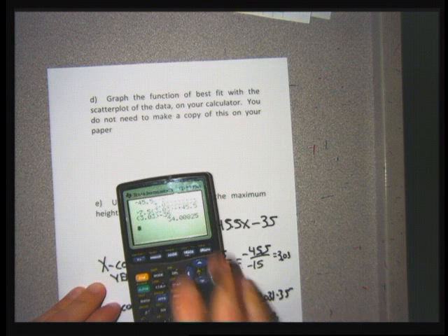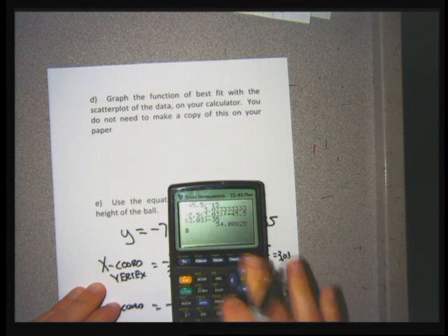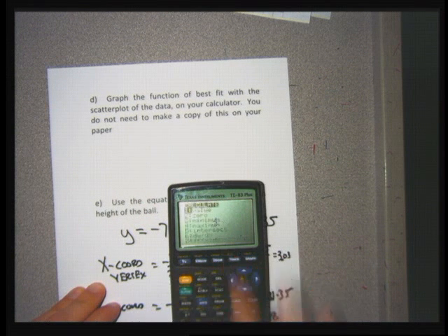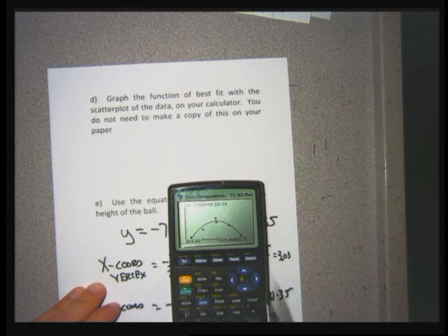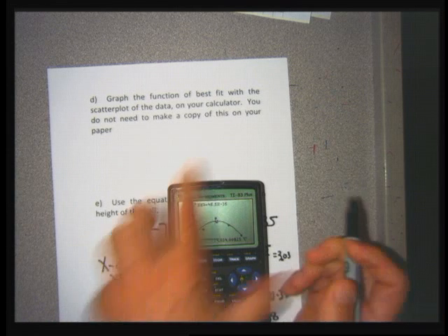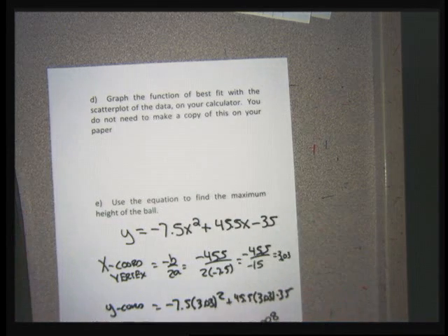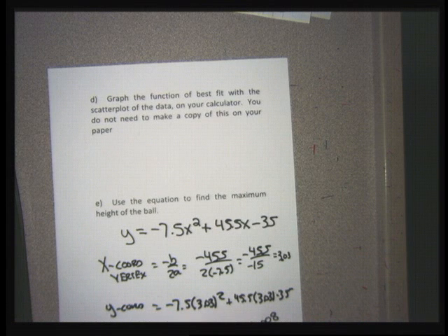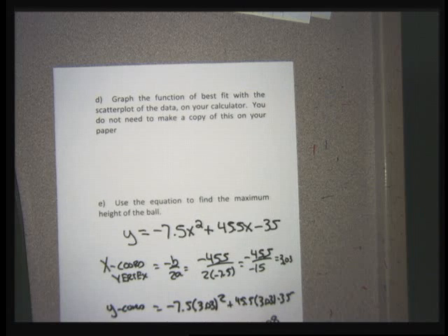34.008. Let me make sure that actually shows up on my graph. Put my graph back on, second calc, value 3.03. That is the vertex. So this actually says the ball is only going to go about 34 feet high. So the maximum height is about 34 feet. That's what the equation predicts.